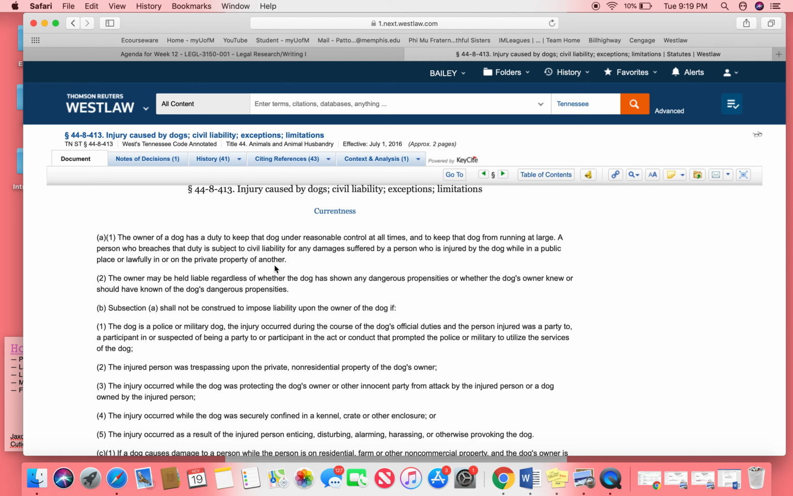So with that being said, it's basically stating that the owner of the dog, Mr. Humphreys, has a duty to keep his dogs under control and not running at large, meaning confined in the backyard and not just running around the neighborhood. He didn't do that because there was a hole in the fence, and then he breached that duty. So he's subject to civil liability, and he's responsible for the damages suffered by Mr. Hank and the minor. So that's it for my Scavenger Hunt number 4.